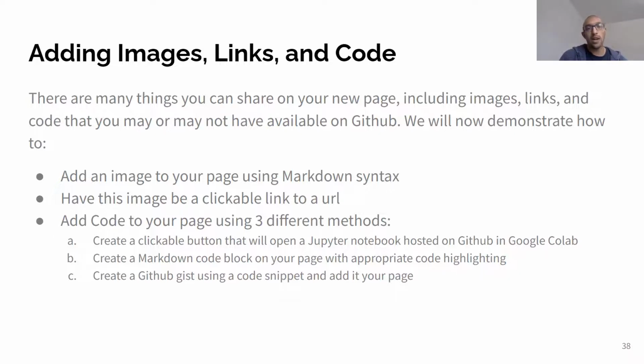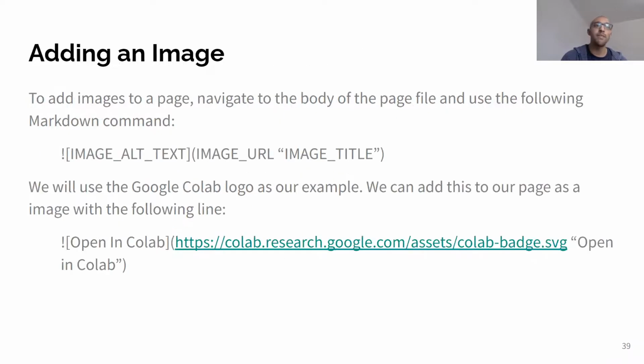So first, we will show how to add an image to your page, right? So to add images to a page, you first navigate to the body of the page file in your repository, and then use the following general Markdown command: exclamation mark, square brackets with the image name in there, and then parentheses with the image URL and an image title in quotation marks.